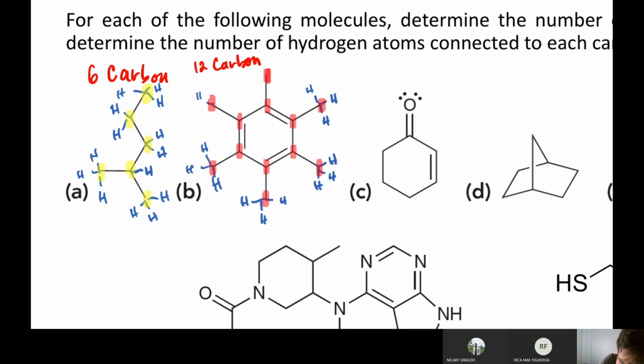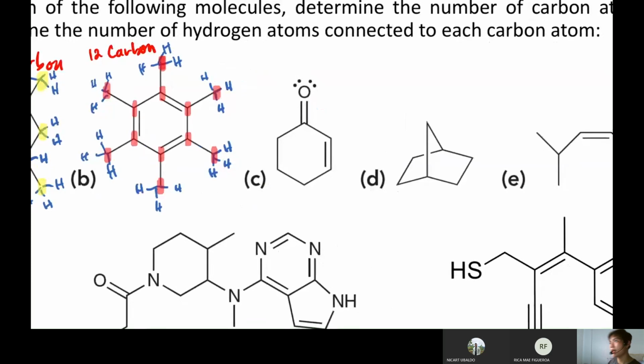Ayan. Hydrogen. Ayan, so ganyan na. Yan yung mga hydrogen sa dulo. Sa loob, wala because all the valence electrons of carbons are already used up now. May tatlo for the sigma bonds at yung isa for pi bonds. Okay. Letter C.